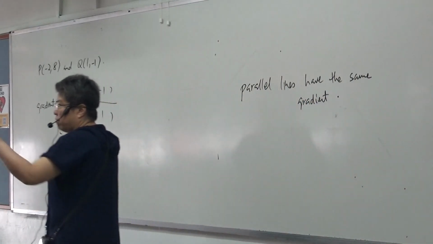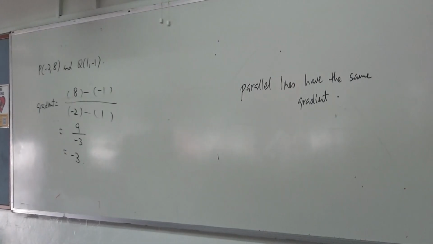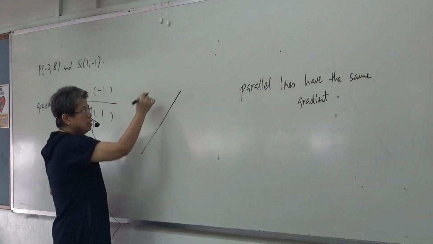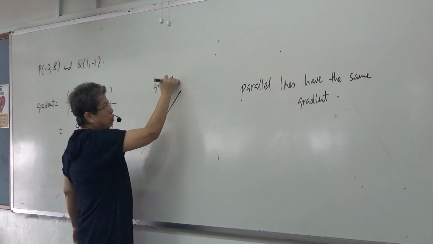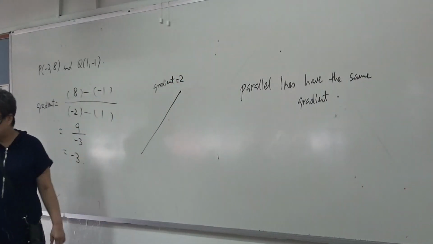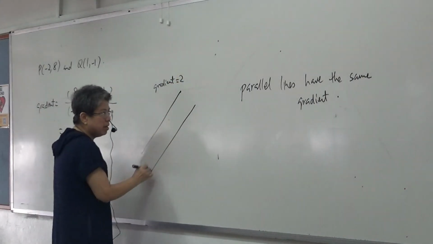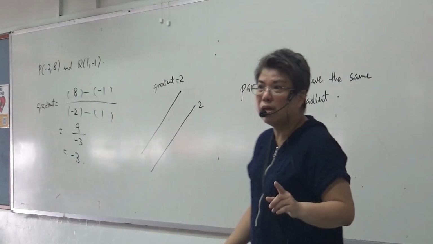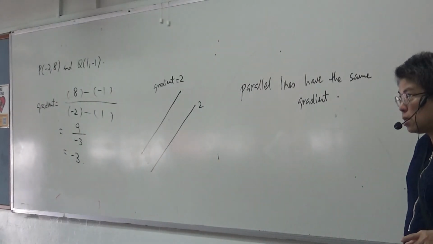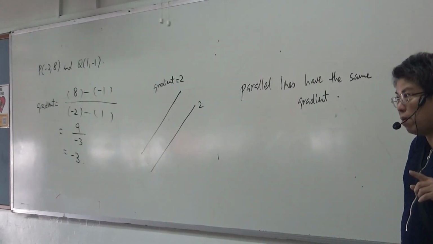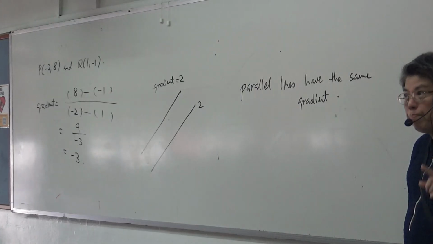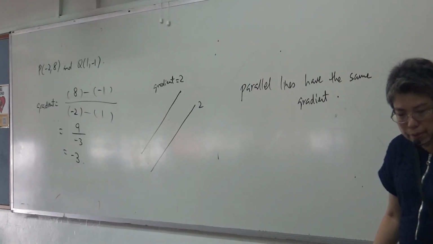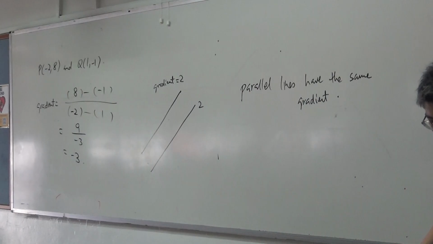Parallel lines will have the same gradient because they slant at the same angle, right? Yes or no? Okay, let's say I have one line like that. I say this one's gradient is 2. Then I tell you there's another parallel line. That means the gradient will also be 2. Parallel lines have the same gradient. Understand? This one is very important. Parallel lines have the same gradient. Okay? Alright, now next I'm going on to example 5.